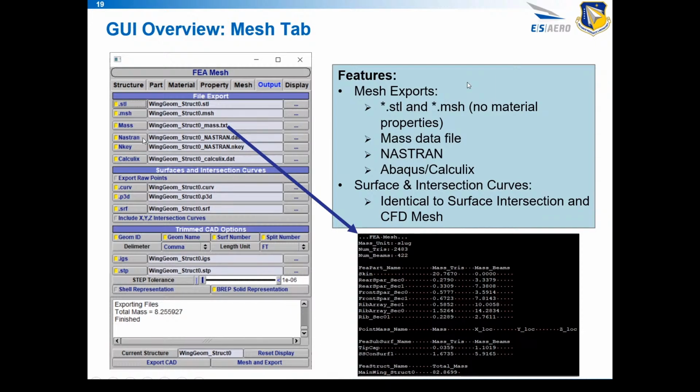We then have the Nastran and the associated nkey file, which allows the nodes and elements to be tagged and identified. Then we have the Calculix or Abaqus file format. Surfaces and intersection curves, we have a few file formats for. And then at the bottom, which is the most recent addition, we have the trimmed CAD options.